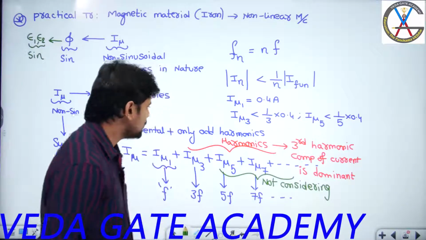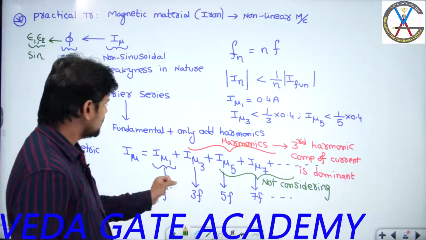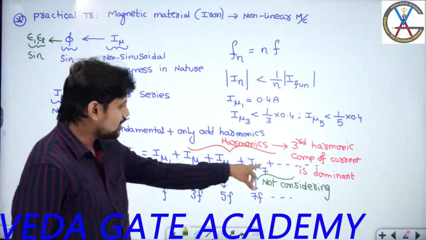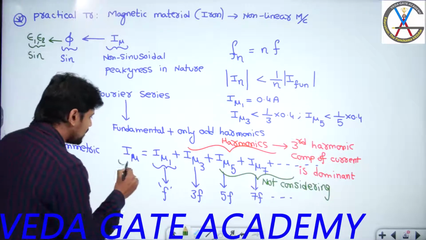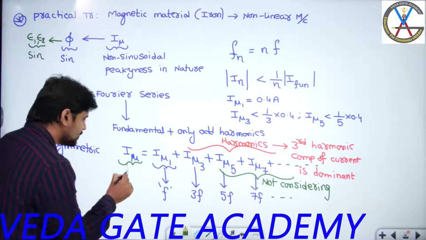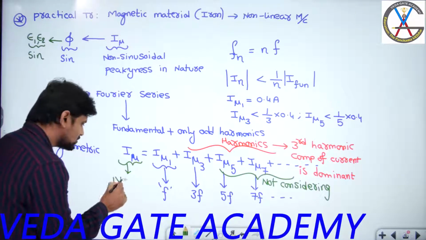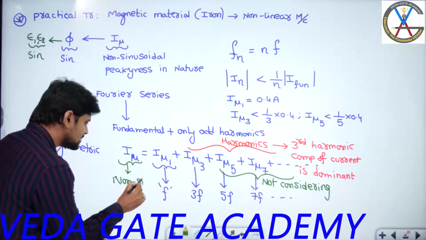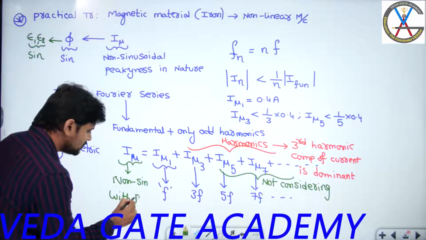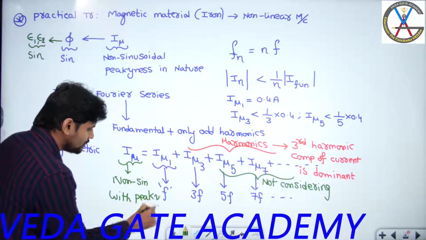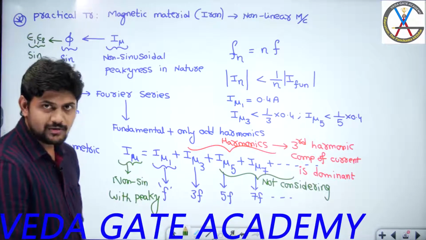Right. So once you understand this discussion, see here: if I am adding all these harmonic components of currents to a fundamental, what is the resultant shape of I mu? The resultant shape of this I mu is non-sinusoidal, with peakiness, with a peaky waveform. Are you following what I am saying?